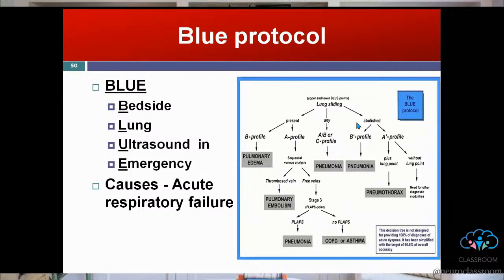And there is another pathway, when the sliding sign is absent. Lichtenstein described, if the sliding sign is absent, the A prime profile or B prime profile. If the sliding sign is absent and you are getting A lines, that is the A prime profile, and if you are getting the lung point, the diagnosis is pneumothorax. But if the sliding sign is absent and you are getting B lines, then the diagnosis will be pneumonia. And that's the BLUE protocol.